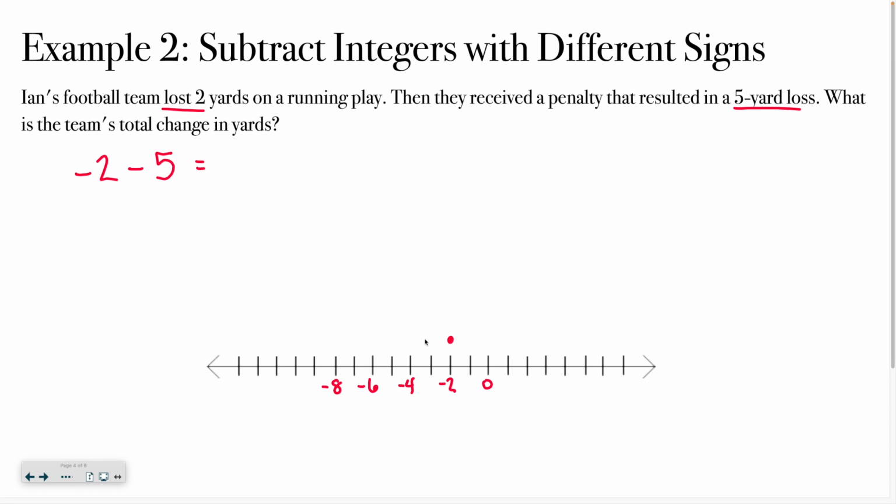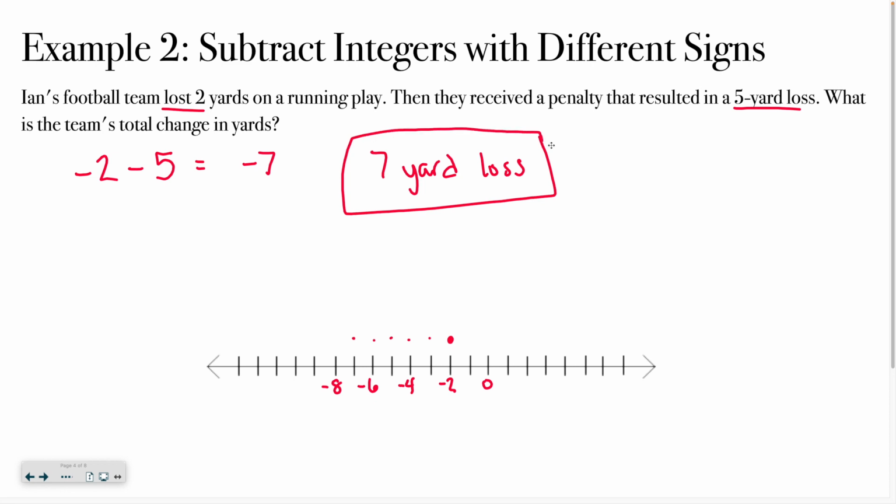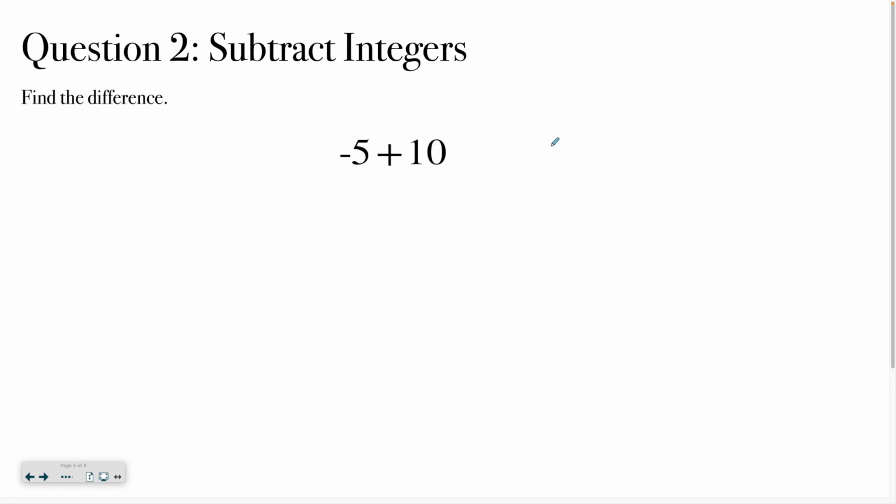So I start at -2, and then I go 1, 2, 3, 4, 5 to the left, which is at -7. So the total change in yards is a 7-yard loss. Or you could write it as just -7 yards, whatever you prefer, okay? Both are correct. Now, why don't you go ahead and try this one on your own. Good luck.